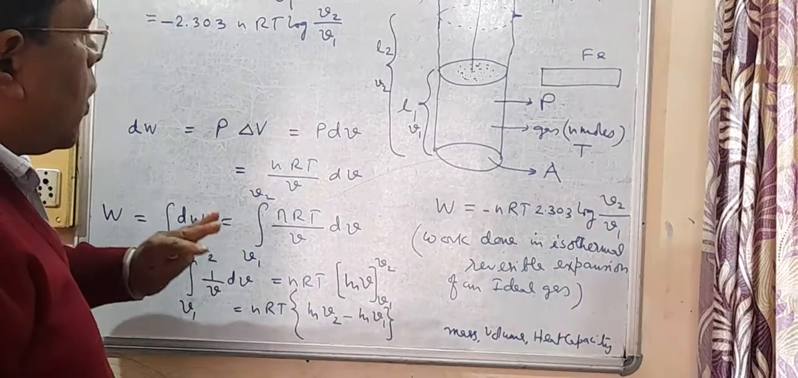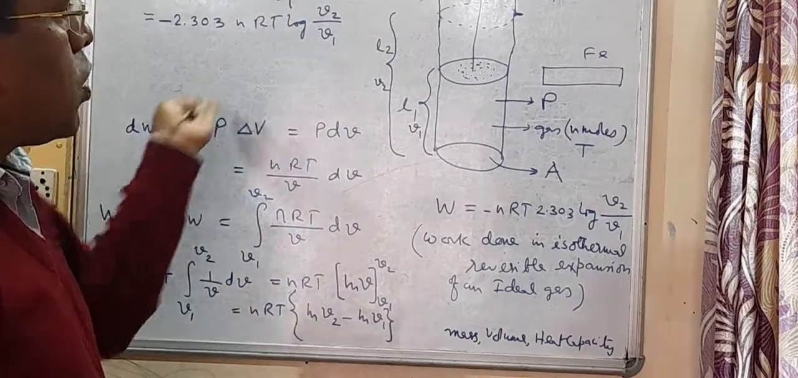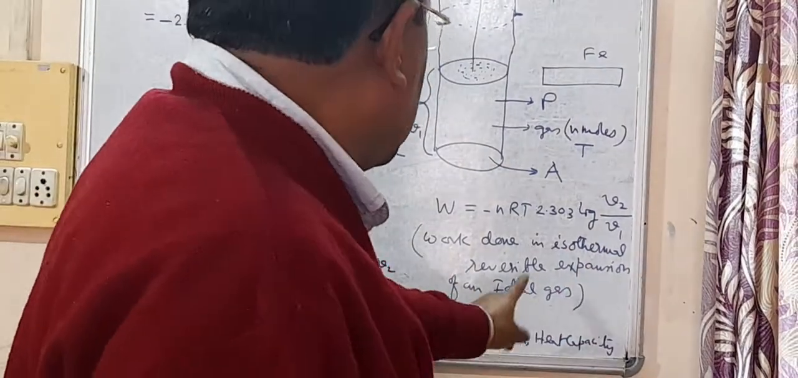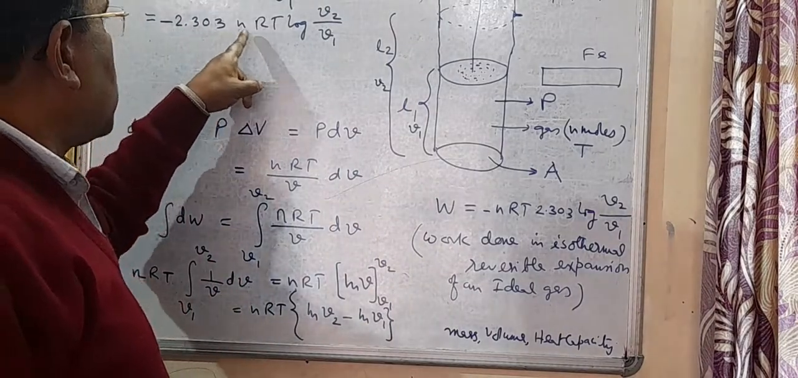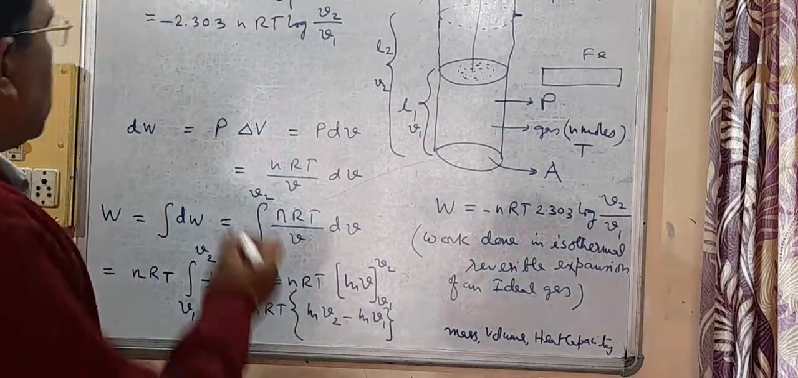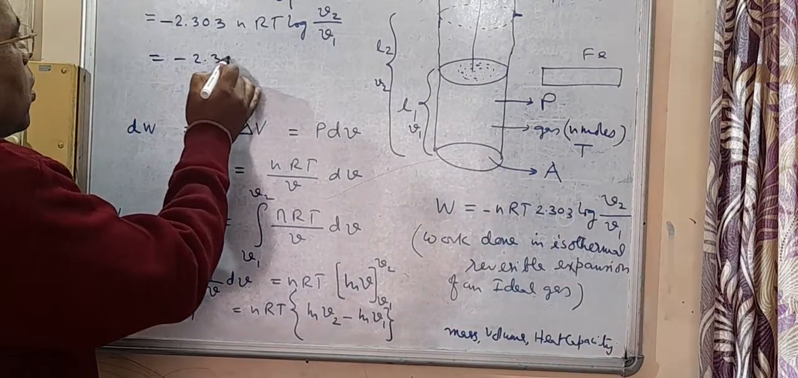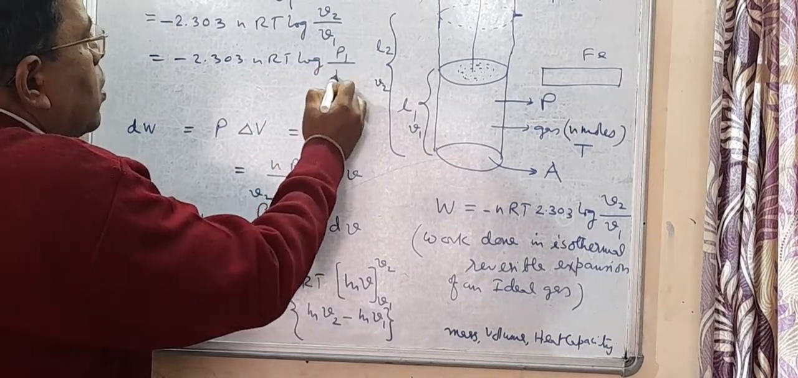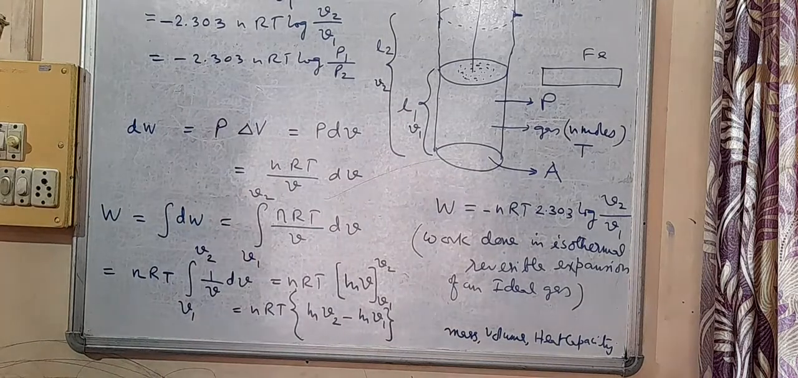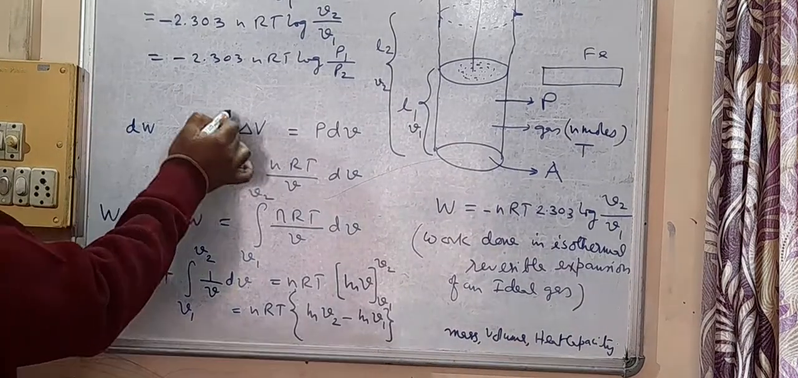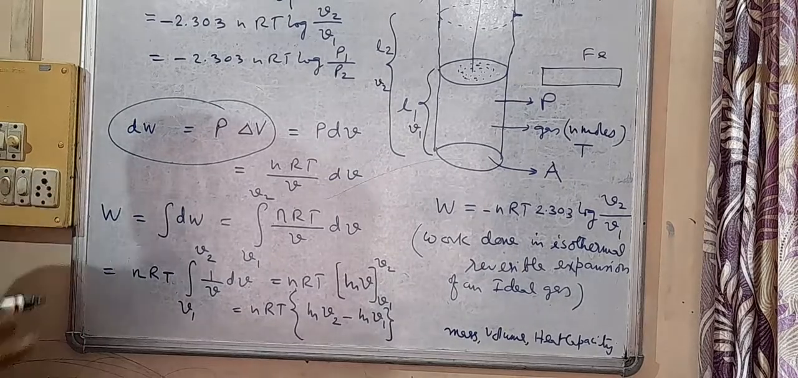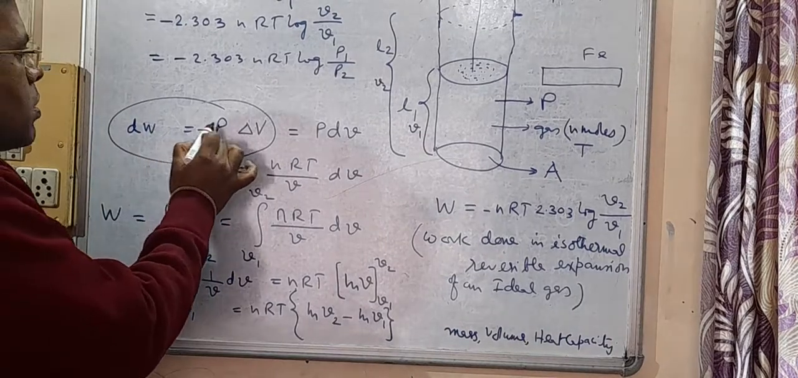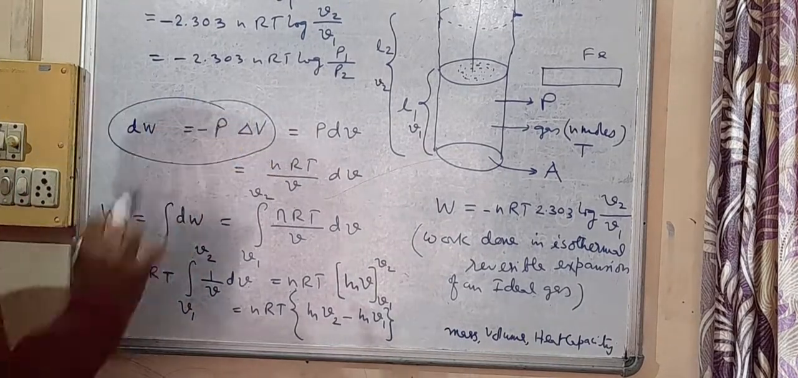But you will see, whether it is work done on the system or by the system, work done in isothermal reversible expansion of an ideal gas will be minus 2.303 nRT log V2 by V1. If you want to express it in terms of pressure, it will be log P1 by P2. So remember one thing, this relation actually will be, dW will always be minus P del V.